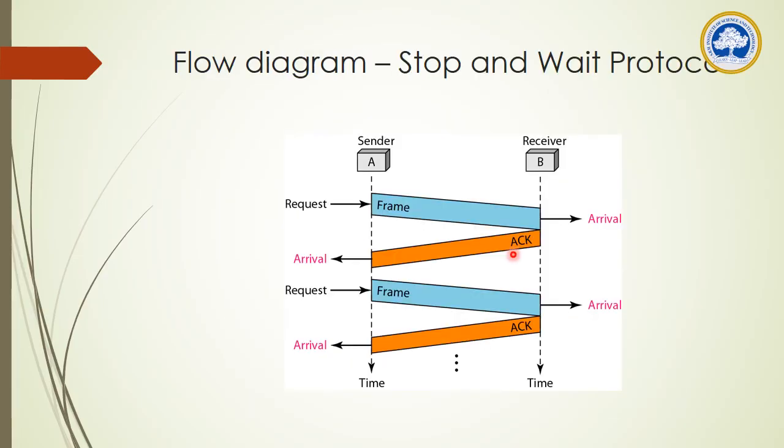This diagram explains the stop and wait protocol procedure in a clear picture. The sender A sends a frame to the receiver. After receiving it, the receiver sends an acknowledgement back to the sender. Once the acknowledgement has arrived, only then the second frame from the sender A will be sent to the receiver. After receiving the second frame, another acknowledgement for this frame will be sent back to the sender. So this is how stop and wait protocol works.